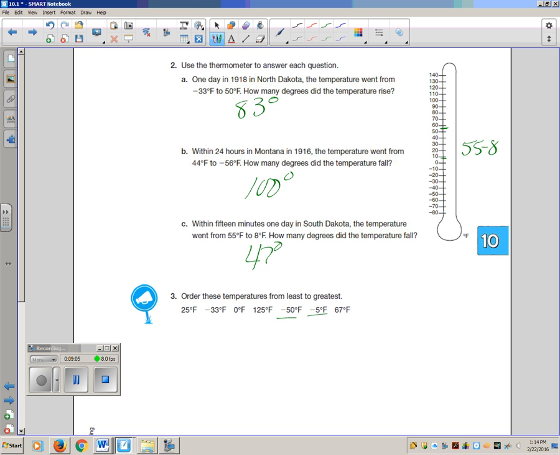Order these temperatures from least to greatest. Here are your negative numbers. Well, not that one. So you have 3 negative numbers. This negative 50 is the farthest from 0. That's the least. Followed by negative 33, negative 5, then we have 0. Now you've got 67, 25, and 125. So 25, 67, and 125.